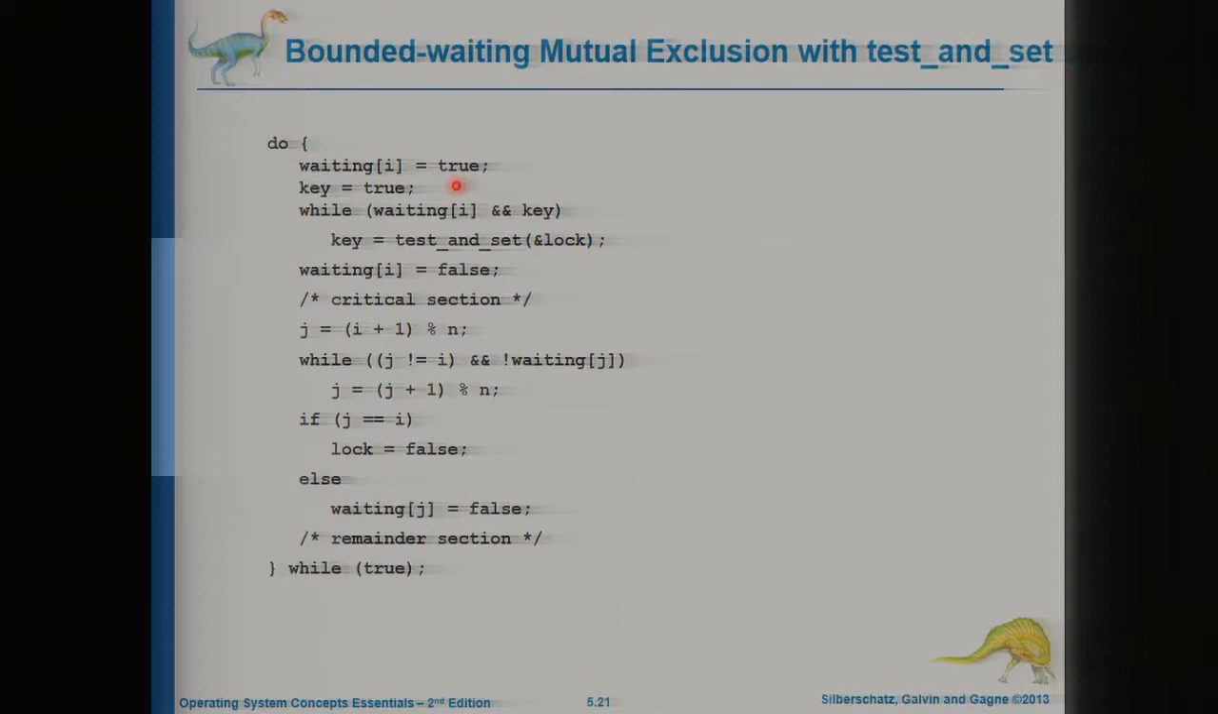Next, while waiting[i] and key. While waiting[2] and key. If this condition is there, waiting[2] is true and key also is true. Both conditions are true. Since both conditions are true, we are saying key is equal to TestAndSet(&lock), right? TestAndSet ampersand lock.